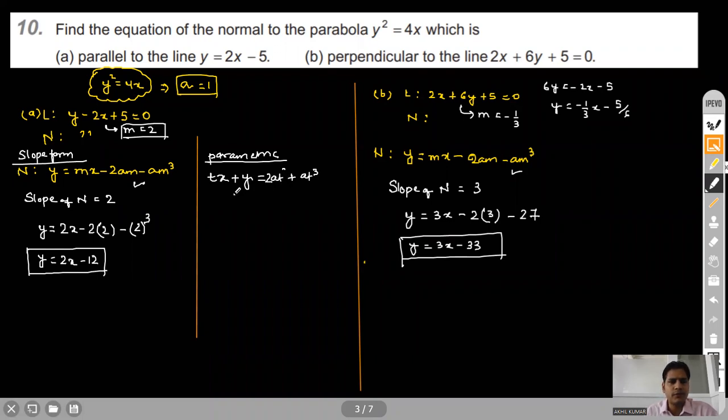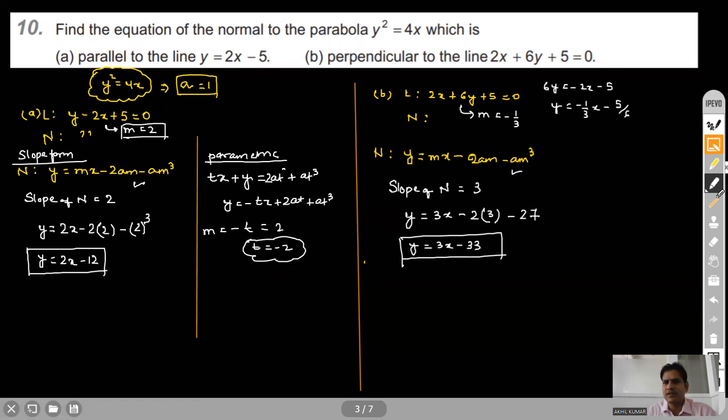So from here, if you see, our y will be equal to minus tx plus 2at plus at cube. So what is here? Minus t is the slope here, and that is equal to what is the slope? 2. So from here we got t is equal to minus 2, right?